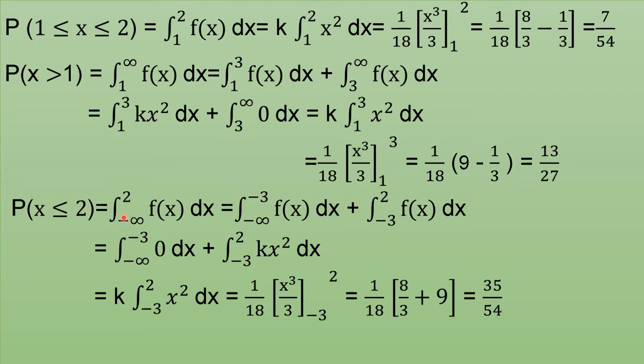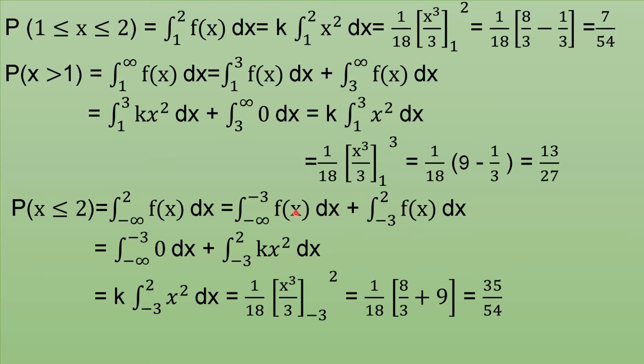So integral from minus infinity to 2 f of x dx. Now split this integral from minus infinity to 2 as integral from minus infinity to minus 3, then integral from minus 3 to plus 2. So that minus 3 to plus 2 comes between the interval minus 3 to plus 3, since 2 is less than 3. So in this second integral f of x is replaced by kx square.